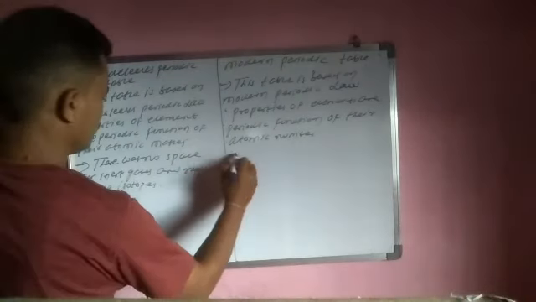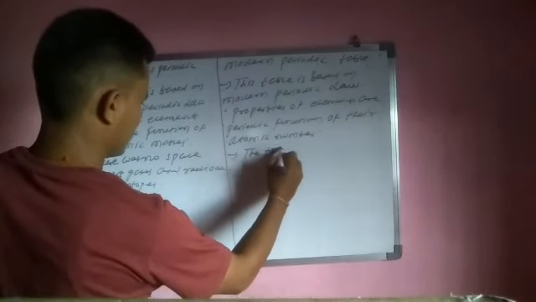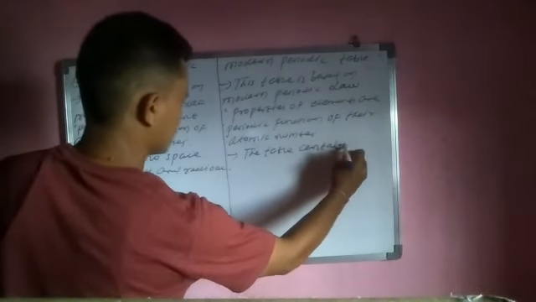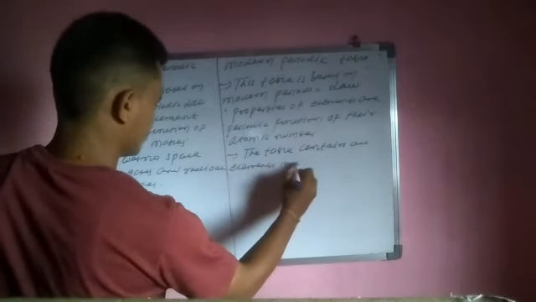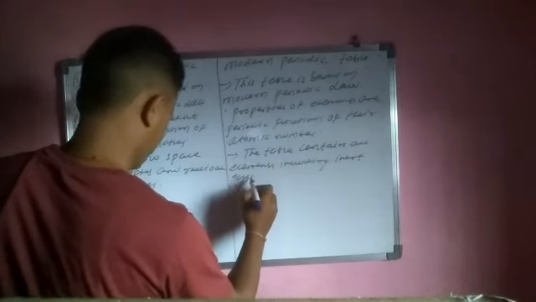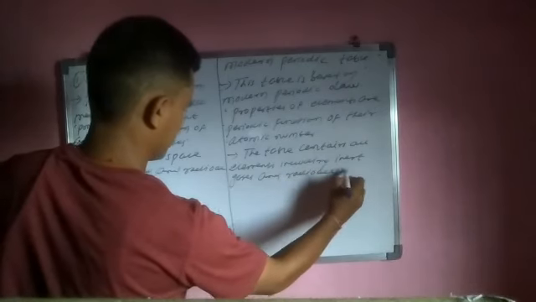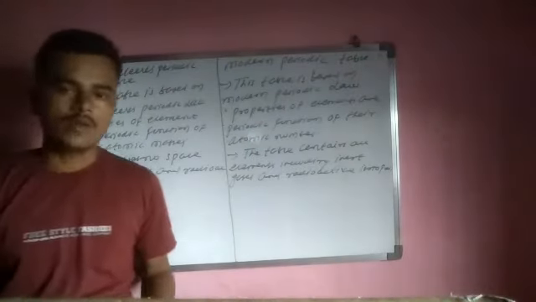Now see, the modern periodic table contains all elements including inert gases and radioactive isotopes. So there is a place for the inert gas elements and the isotope elements. This is the difference between Mendeleev's periodic table and the modern periodic table.